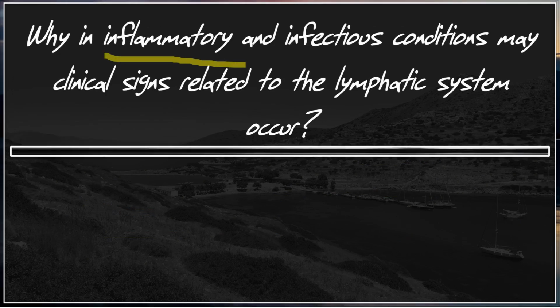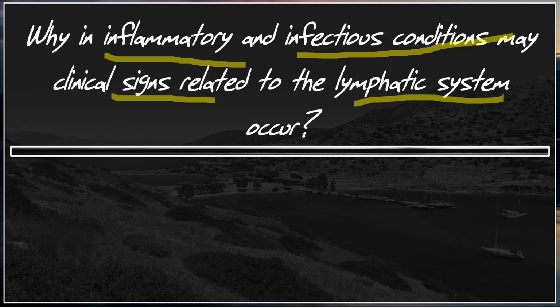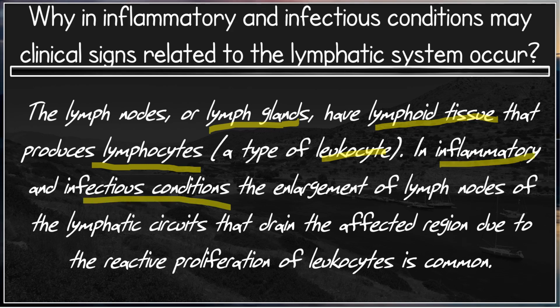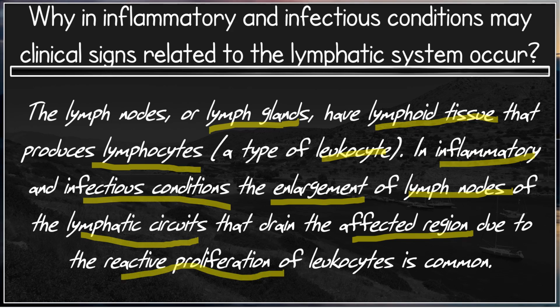In which inflammatory and infectious conditions do clinical signs related to the lymphatic system occur? Lymph nodes and lymph glands have lymphoid tissue that produces lymphocytes, a type of leukocyte. In inflammatory and infectious conditions, enlargement of the lymph nodes of the lymphatic circuit that drains the affected region, due to reactive proliferation of leukocytes, is common.